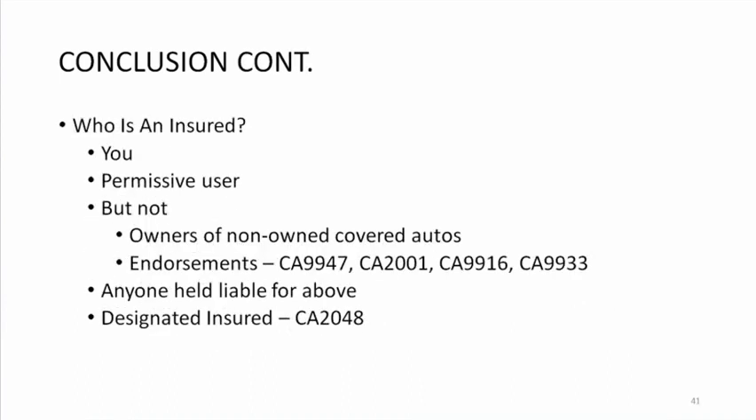But the who's insured, we cover the you, we cover the listed user, but not the owners of the non-owned covered auto. We have to add an endorsement, CA 9947, 0201, 9916, or CA 9933 to make the owners covered. 9947, 0201, and 9916 make the auto an owned auto, which makes coverage primary. CA 9933 does not. CA 9933 covers the employee, but only in excess of the coverage they have on their personal policy. Also, anyone held liable for the above. That's blanket additional insured. That's the customer's owner legal entity. We can add the designated insured endorsement to make the customer happy, but it extends no coverage. All it does is clarify who they are.